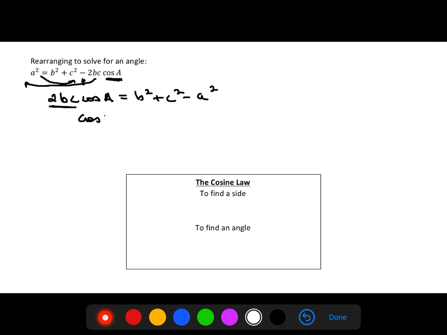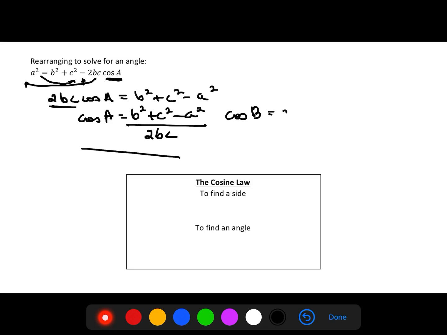And now we can get rid of the 2bc that's with our cos of A by taking it over to the other side and dividing. So cos A is equal to b squared plus c squared minus a squared, all divided by 2 times b times c. So this is the formula for an angle. So just like that, if we had cos B, it's the other two sides squared and added, subtracting the square of that side over 2ac.